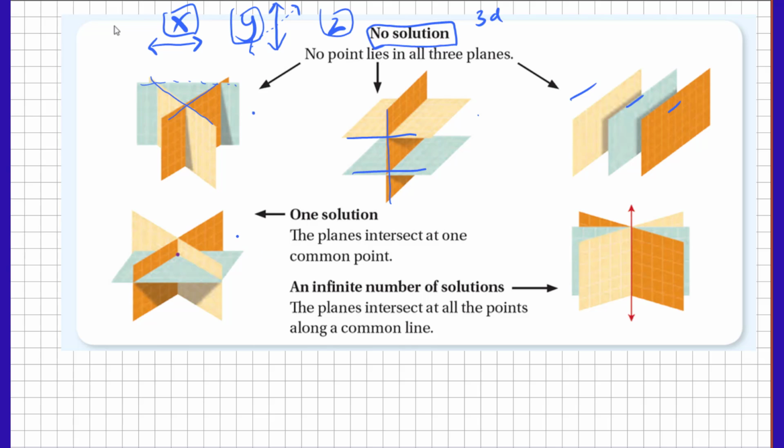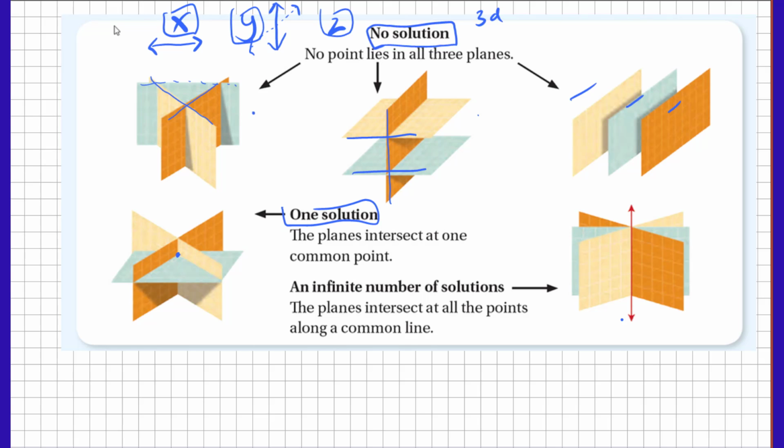You can have one solution here, and see that one solution? That lies right there where they all three intersect. So that's one solution. Now an infinite number of solutions, the planes intersect at all the points. You see that? They intersect at all the points, everywhere they intersect.